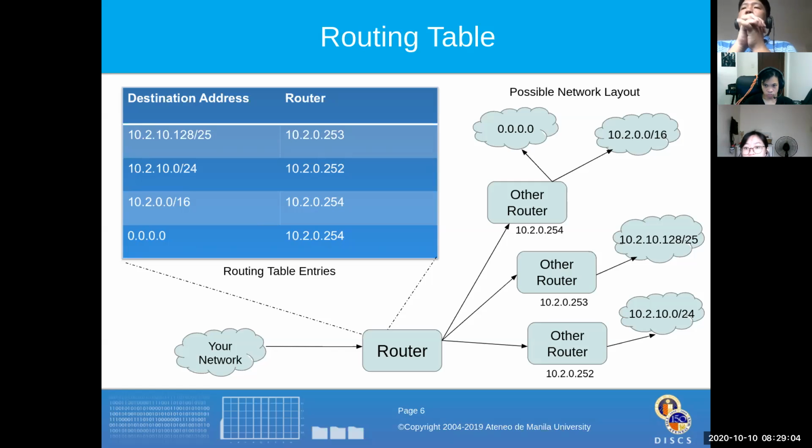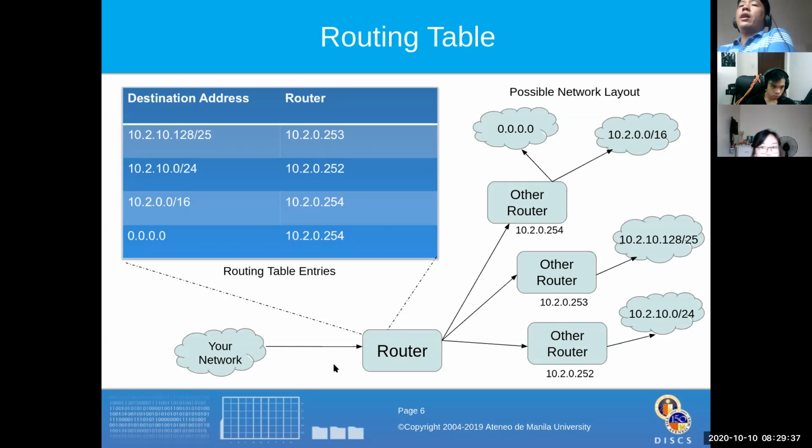So let's try this particular example here. I have a router here, and I have three other routers. Notice this router is connected to a network called your network, and we just didn't define its IP address. Then we have a router here that's connected to 10.2.0.0/16. This is connected to 10.2.10.128/25, and this is connected to 10.2.10.0/24. Now, in this particular case, how many networks do I have?